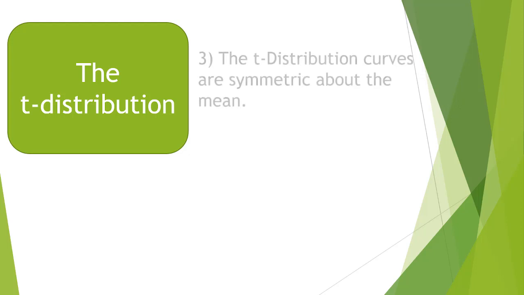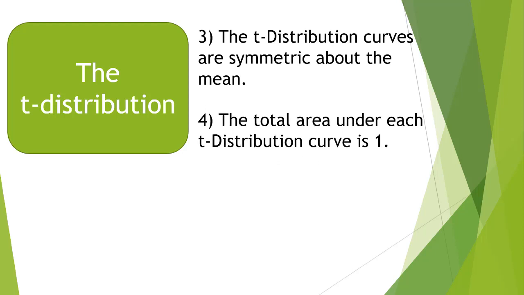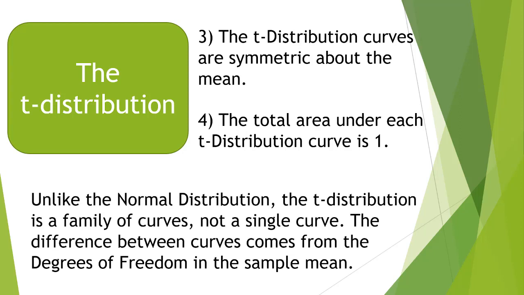They are symmetric about the mean. And the total area under each curve is 1. But the difference is that we're not talking about a single curve here. When we talk about a normal distribution, we're talking about one curve. When we're talking about a t-distribution, we're talking about a family of curves. So the difference between the different curves in the family comes from the degrees of freedom. How many degrees of freedom were present when we were calculating these curves?